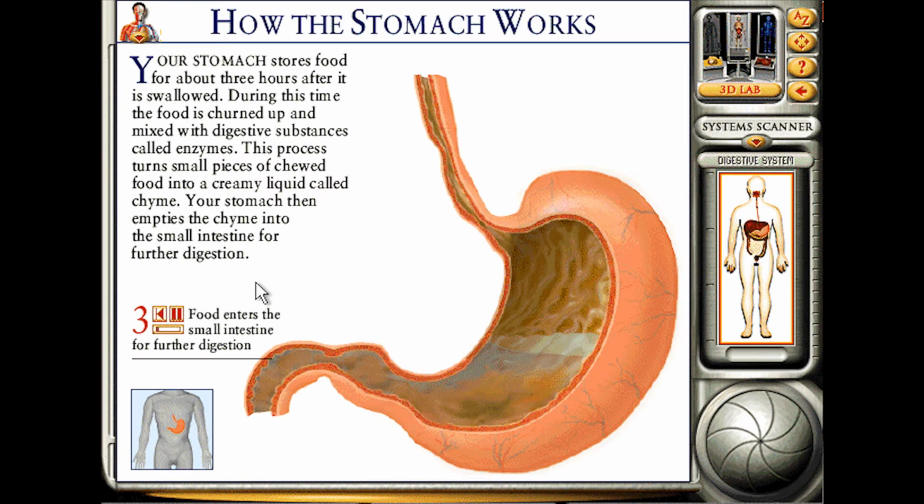Once food has been turned into liquid chyme, it is pushed out of the stomach. The ring of muscle around the stomach's exit relaxes to let small amounts of chyme into the small intestine.